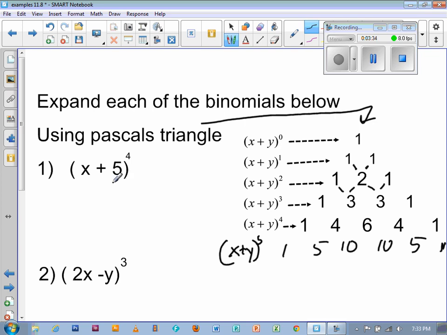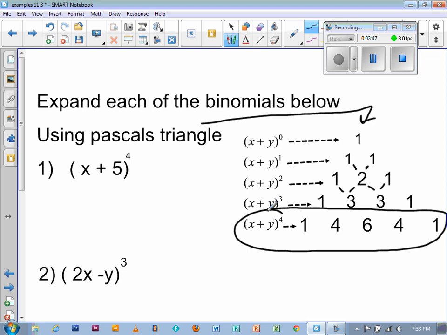Now, for x plus 5 to the 4th power, the first thing we do is get rid of this level here because we don't need it right now. We do need this level, however, right here, x plus y to the 4th power. Immediately, Pascal's triangle tells me how many terms I'm going to have. There's going to be 1, 2, 3, 4, 5 terms. So let's make a list of those numbers that are in the triangle. There they are. And I know there's going to be 5 terms.